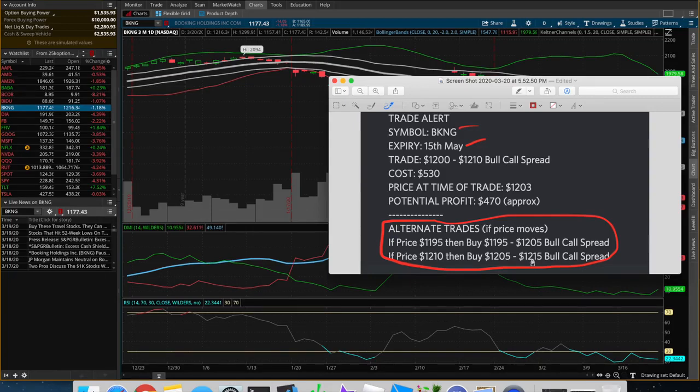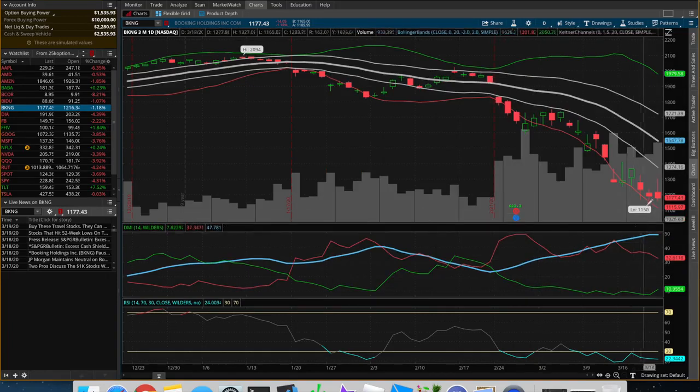Now let's go back to this chart again. So just look at this candle on this day. So BKNG, when I sent out the alert, it was 1200.